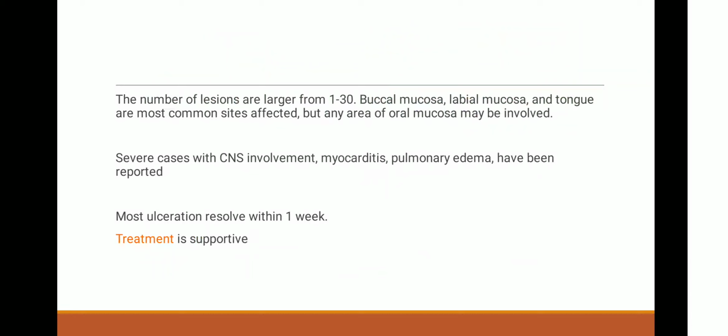So the treatment is supportive only; no specific treatment is given.